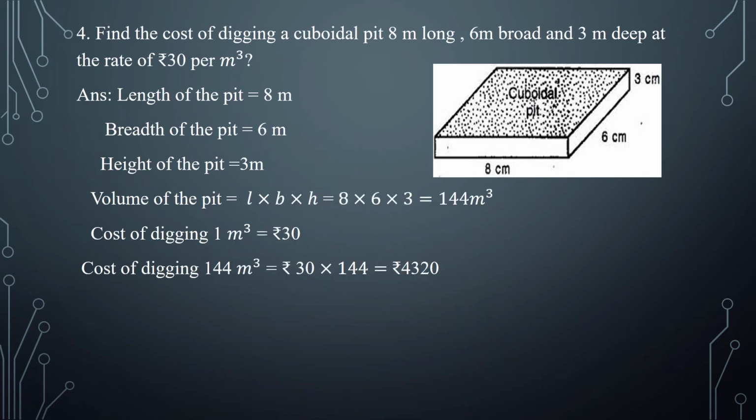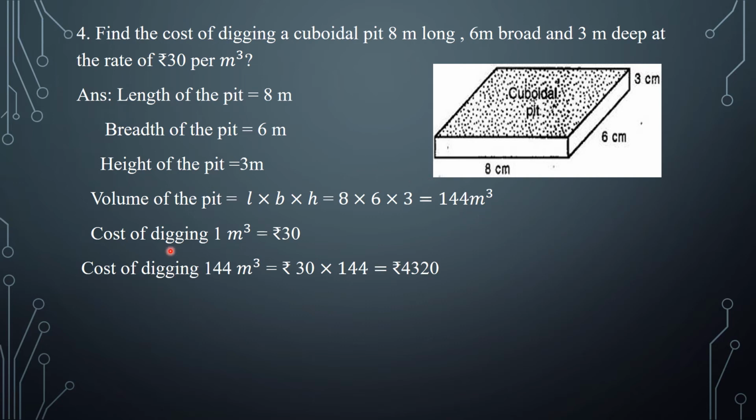Question number 4. Find the cost of digging a cuboidal pit 8 meter long, 6 meter broad and 3 meter deep at the rate of rupees 30 per meter cube. Here we can see a cuboidal pit with length equal to 8 meter, breadth equal to 6 meter and height equal to 3 meter. Therefore, volume of the pit will be L into B into H equal to 144 meter cube.